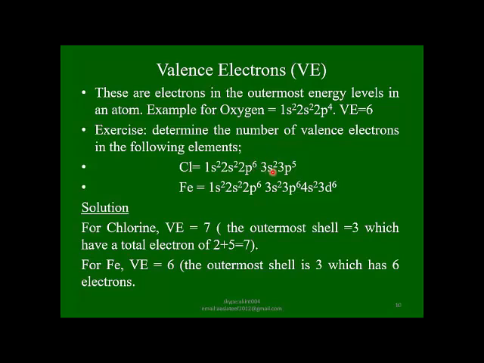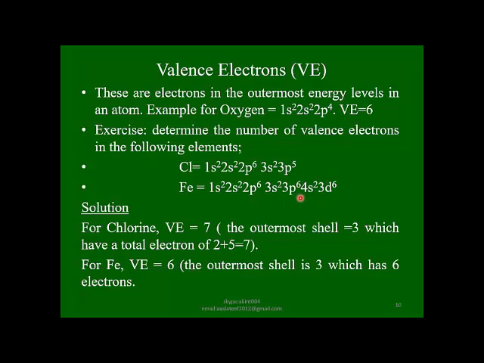The third shell is the outermost shell, that's the outermost energy, and it contains 7 electrons, 2 plus 5. So for chlorine, we have a valence electron count of 7 because the outer shell is equal to 3, the third shell, 3s and 3p. For iron here, this is 3d.